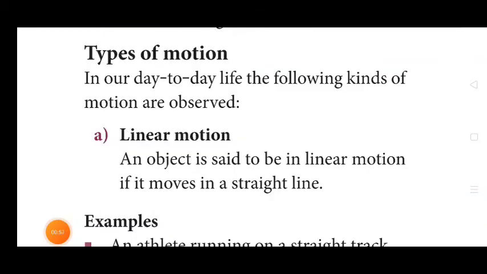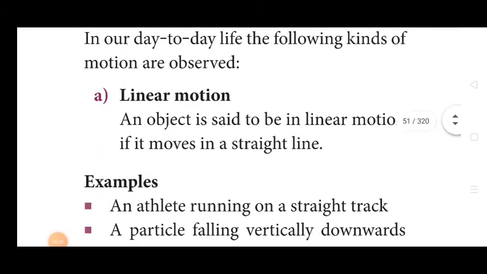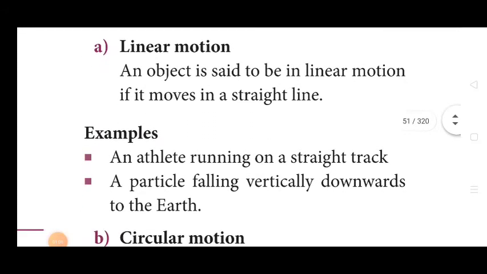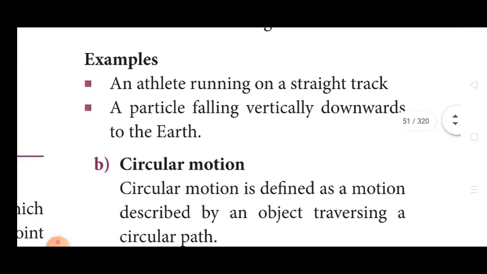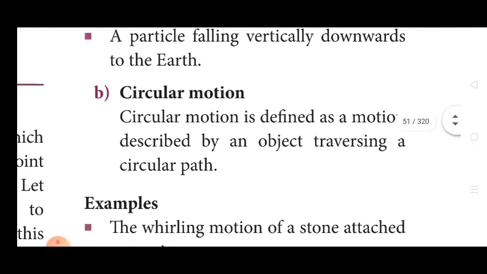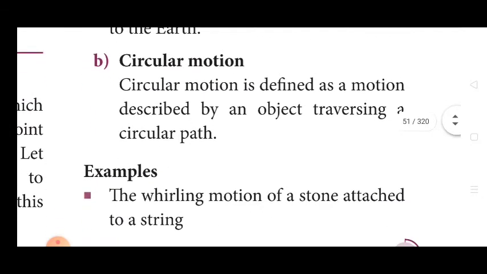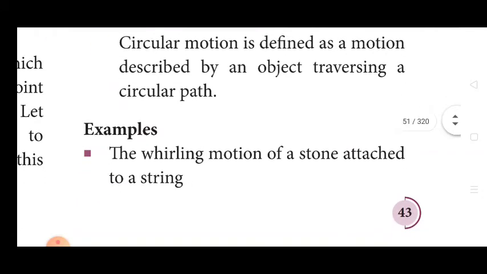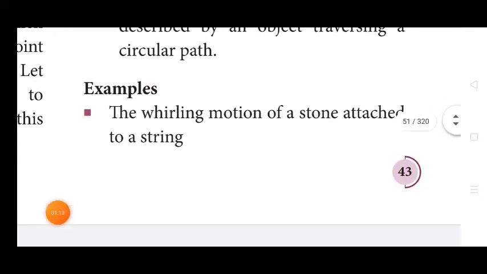Types of motion. Linear motion. An object is said to be in linear motion if it moves in a straight line. Example is given. Look at the examples. Circular motion is defined as motion described by an object traversing a circular path. Example is given. So look after it because we are following the revision.